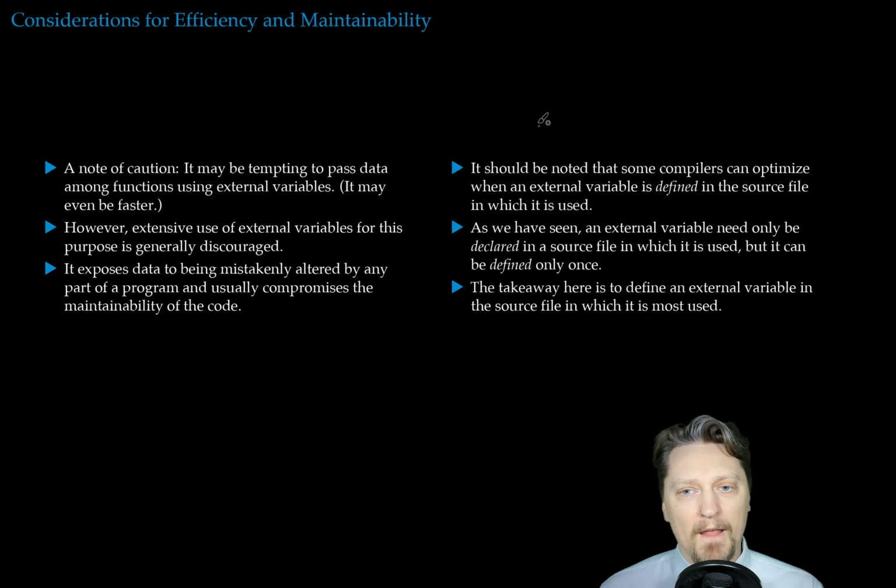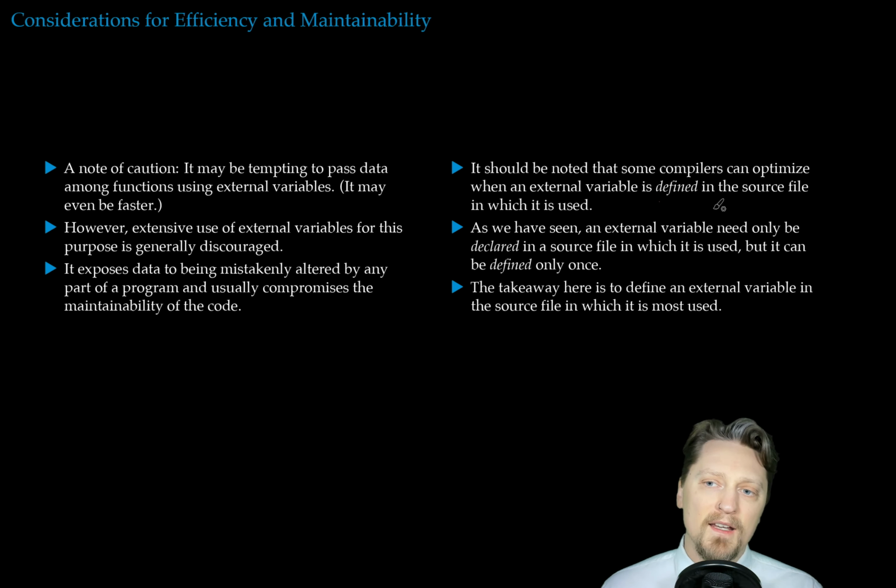It should be noted that some compilers can optimize when an external variable is defined in the source file in which it is used. As we have seen, an external variable need only be declared in a source file in which it is used, but it can be defined in only one source file. The takeaway here is to define an external variable in the source file in which it is most used. That's going to lead to the best runtime efficiency.